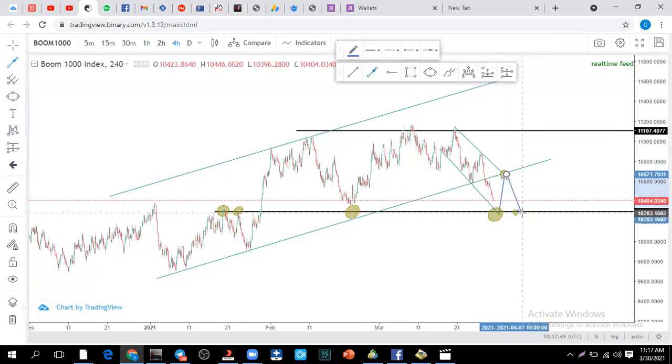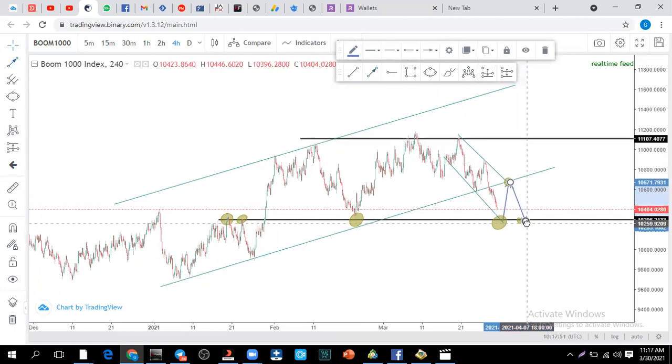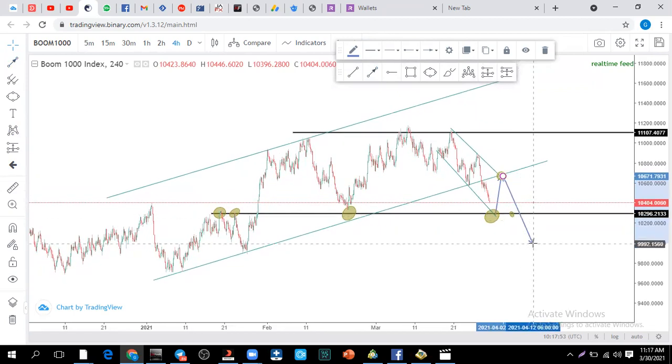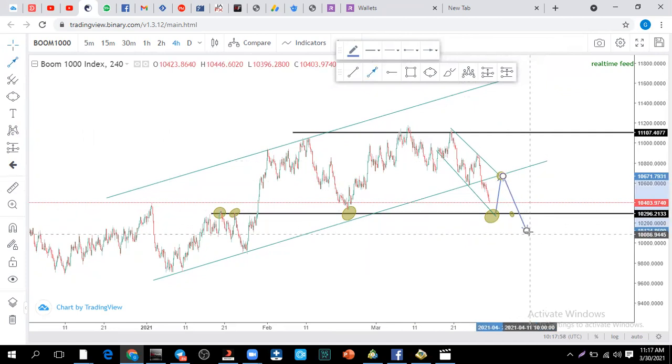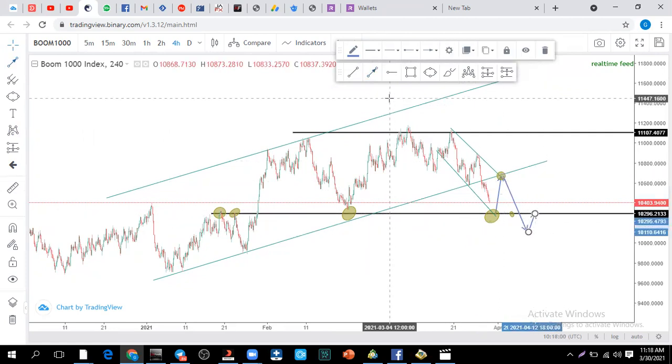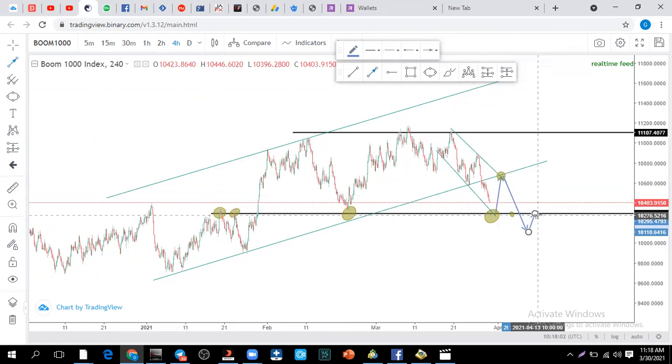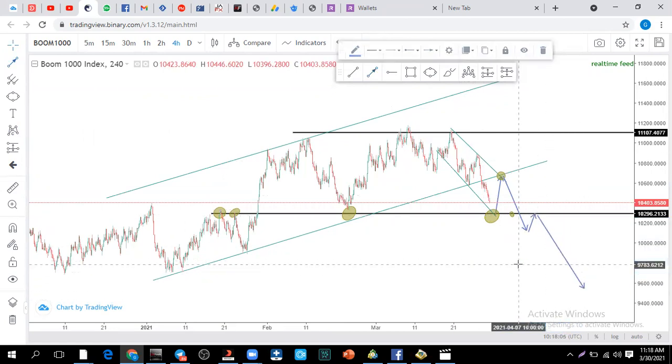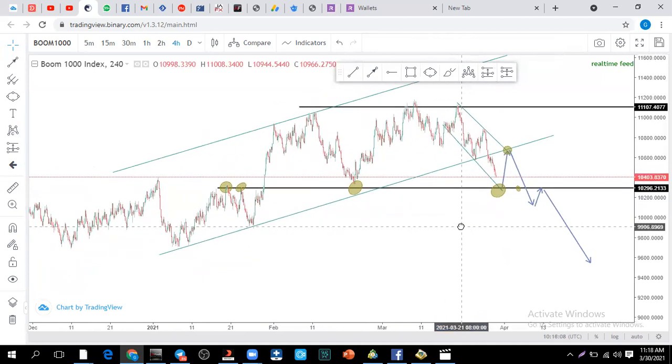This will confirm that the price is going back down. Either coming back there, it will break that psychological level, that support, and retest before dropping all the way down. So this is what I'm anticipating. This is likely to happen.